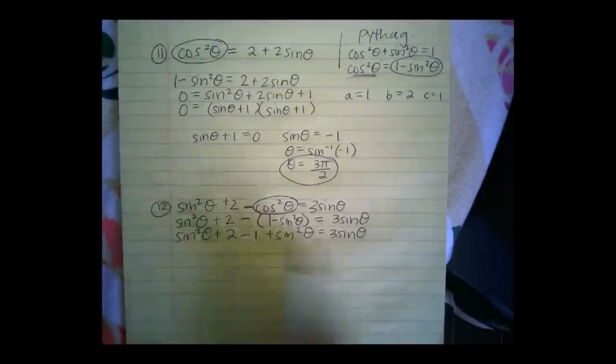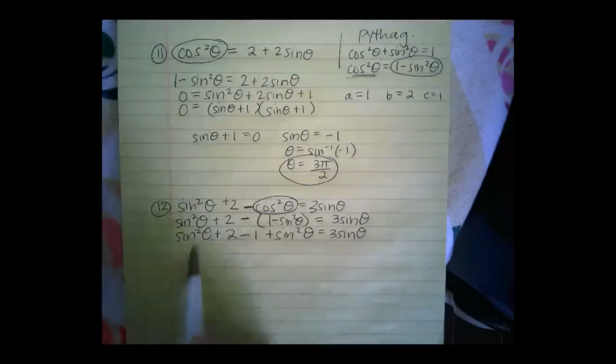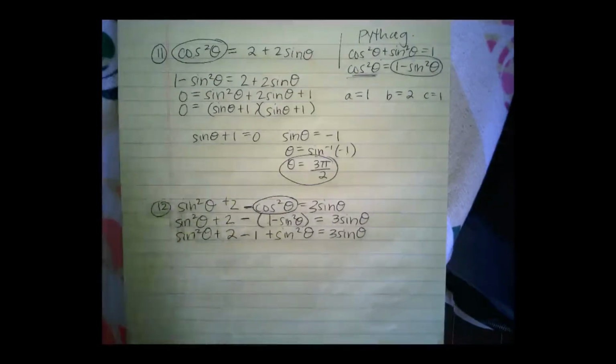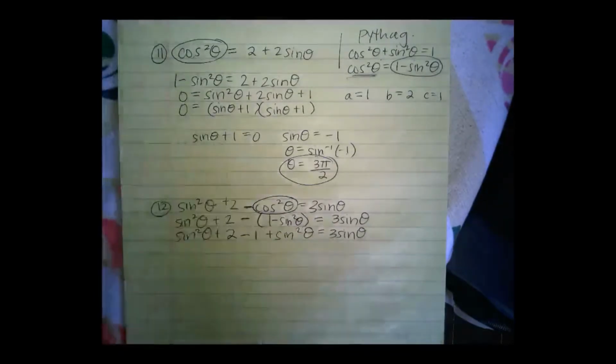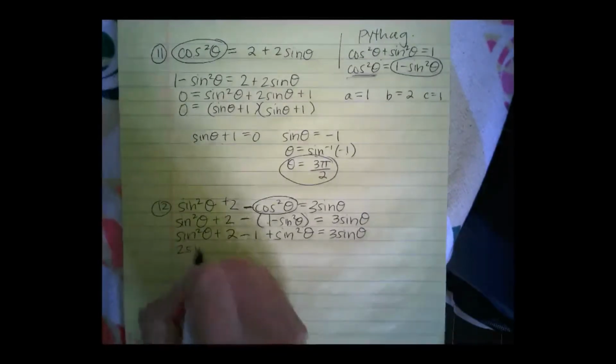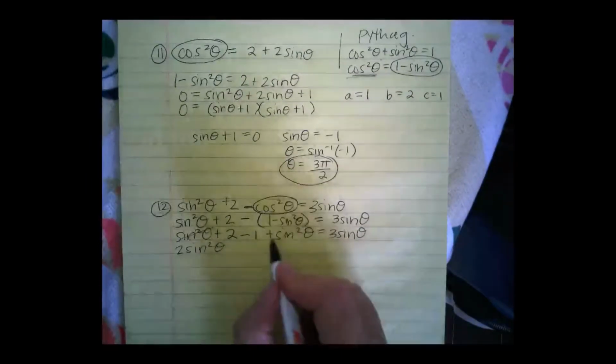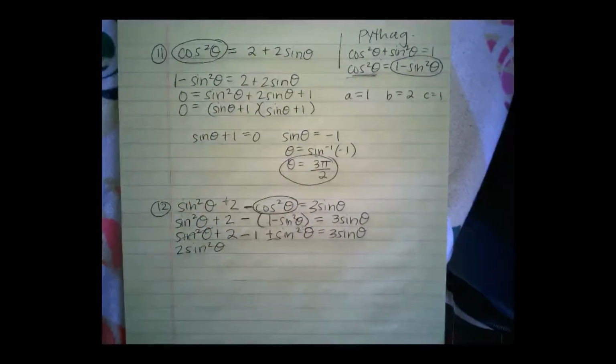And now I'm in a much better position. This is a type of problem that we would normally see. We have sine squared, a sine, and a constant. This is going to be very similar to number 1. I'm going to start by combining like terms. Sine squared and sine squared together make 2 sine squareds. Okay, I'm just going to cross them off so we can keep track of what we've done.